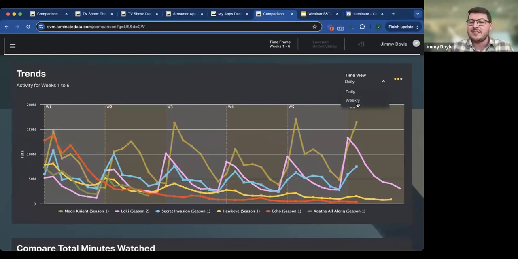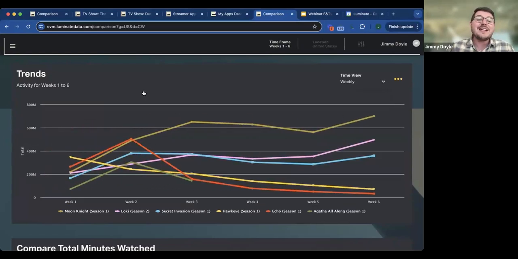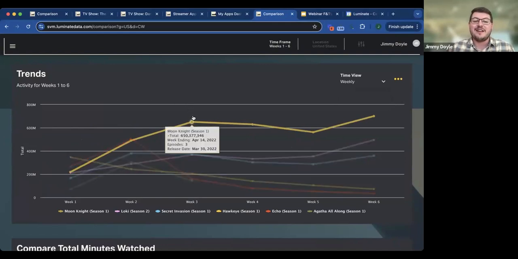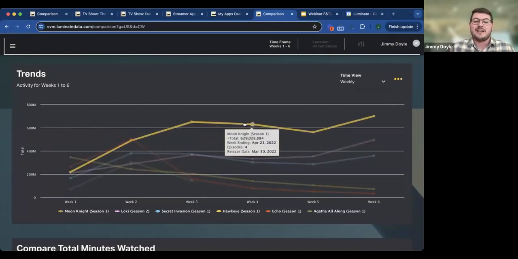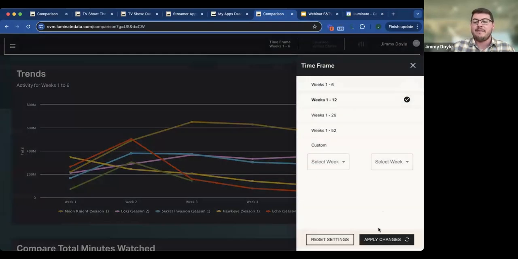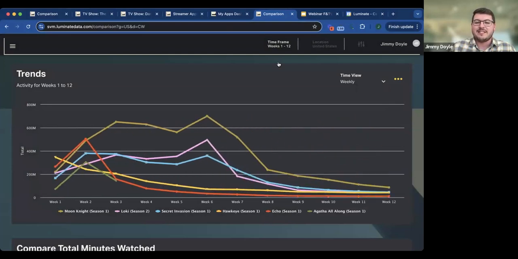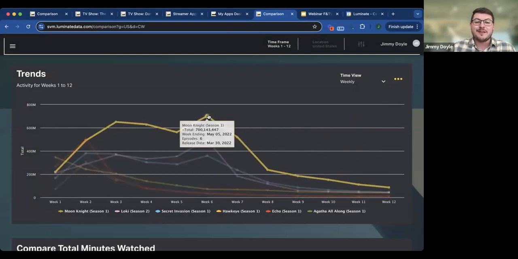I'll take this out of the crazy looking daily view and back to the weekly, which is a little more understandable. The biggest thing that I thought was really interesting here is Moon Knight, which most people would characterize as something that didn't do well for Marvel, because I think people thought it didn't do well creatively for them, is a title that actually, and I'll expand it out to weeks 1 through 12 so we can see, this is a title that performed really, really well for them.